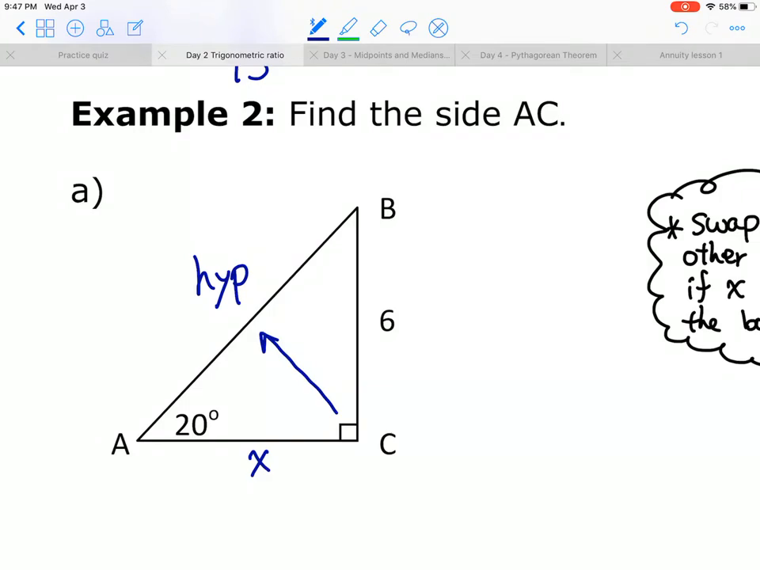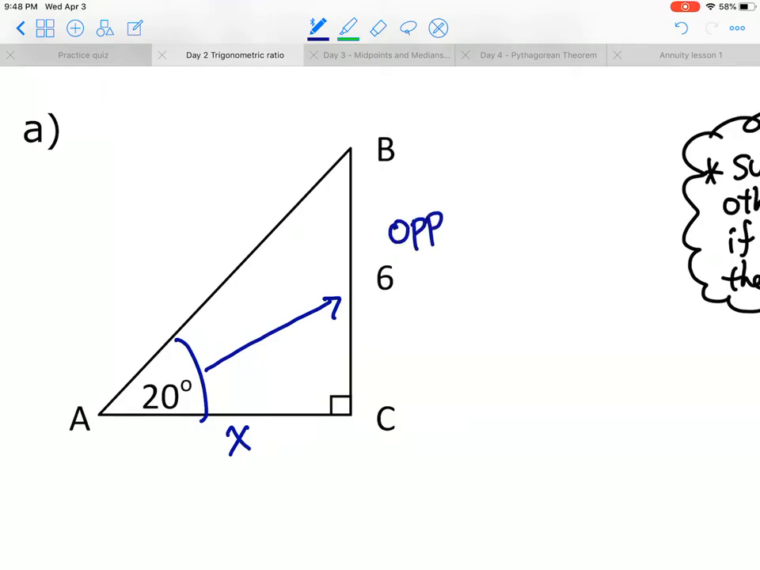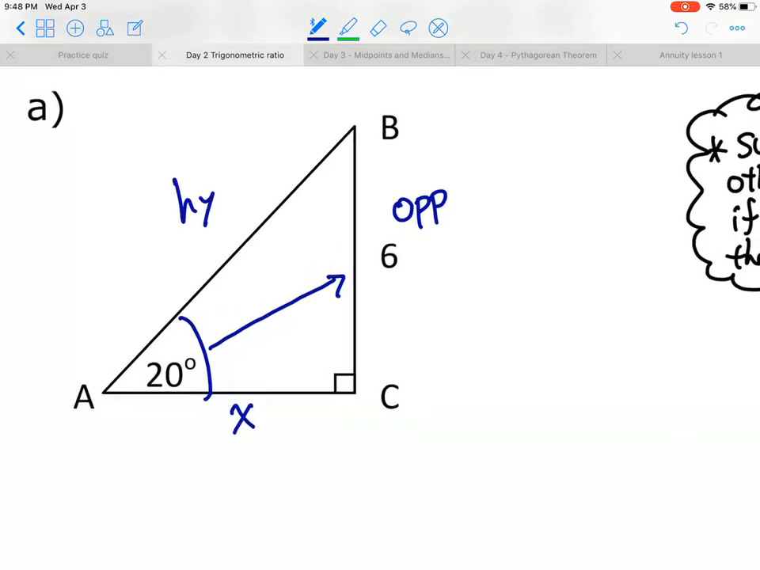Now, since we have 20 degrees down here, that's the angle that's given to us, and that's the angle that we're going to be using. According to that, the 6 is the opposite side of the angle 20 degrees, so I can call that opposite. As we know, this one was the hypotenuse, right? So obviously, whatever is left over is the adjacent side.